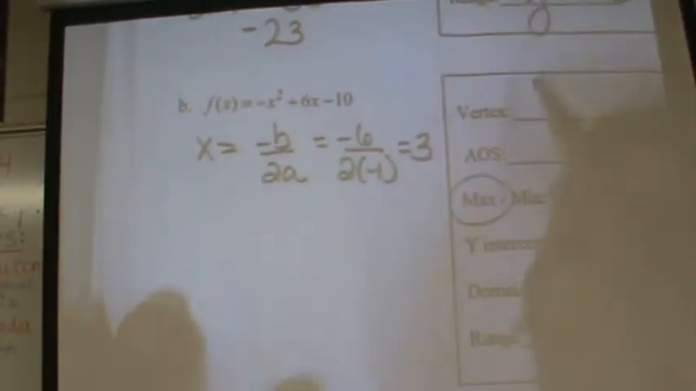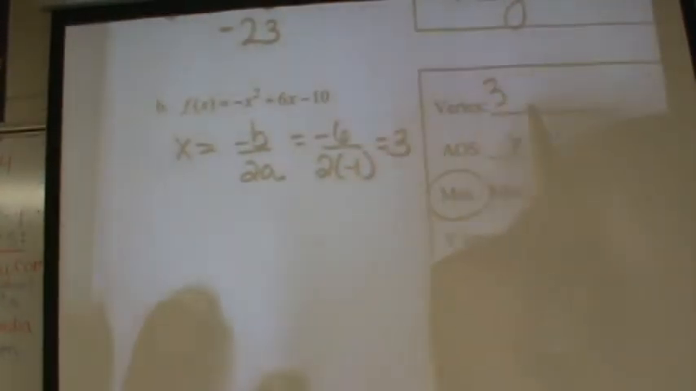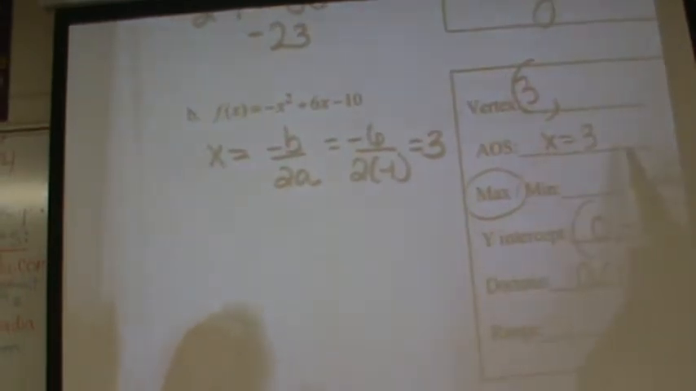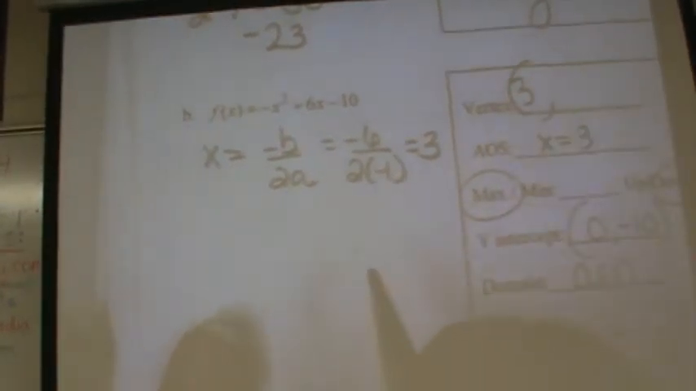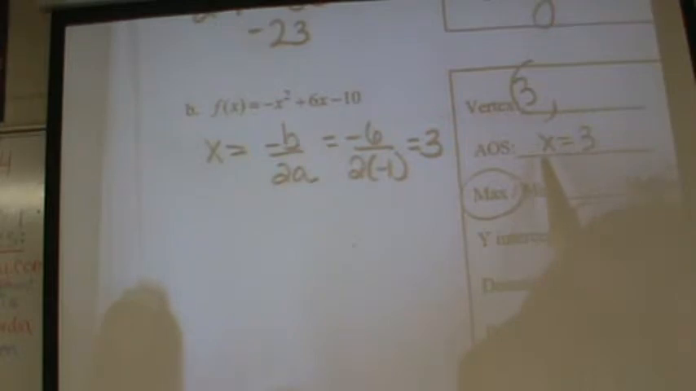So what do you get? 3. x is equal to 3. That's your axis of symmetry. How do you find your vertex? 3 what? What do you do? How many of you are going to get this wrong because of order of operations? I'd like to hear all the different answers you got. What do you do?